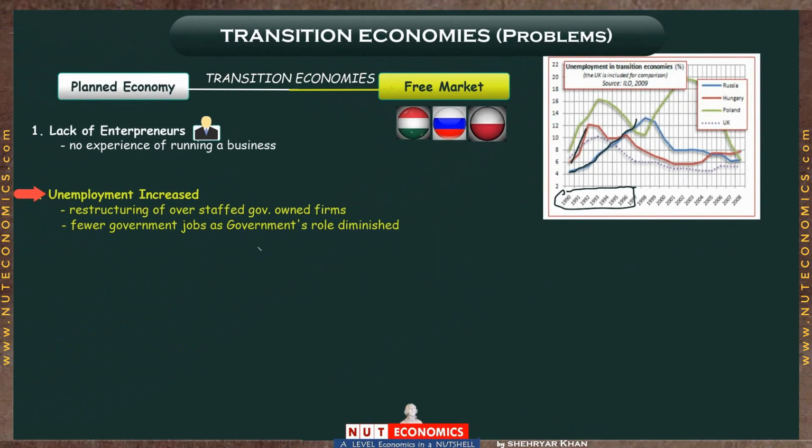Now, another problem that these countries ran into was the fact that these countries experienced quite a significantly high rate of inflation for quite some years after they started to make this transition. Meaning that things started to become more expensive and prices kept on increasing at quite a significantly high rate. That is what inflation means.